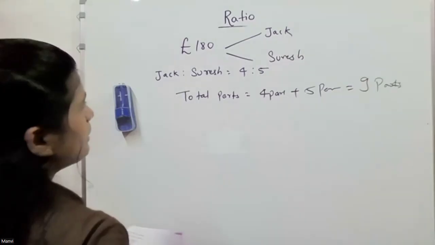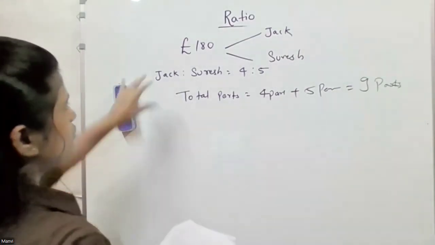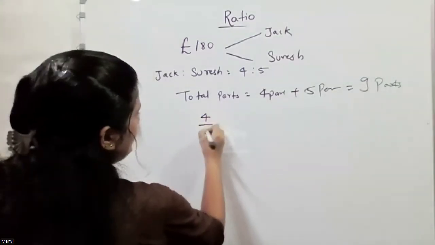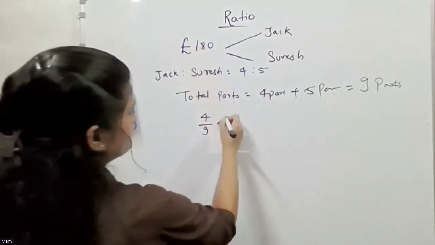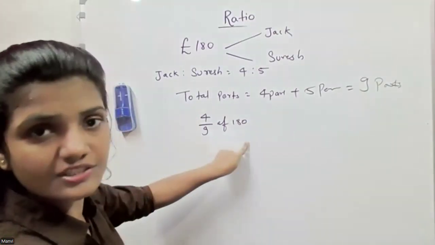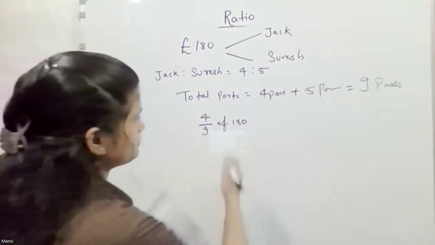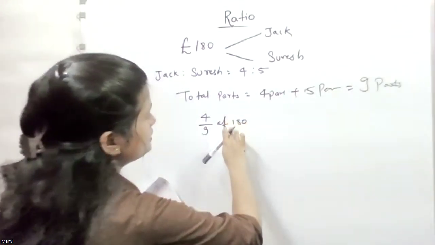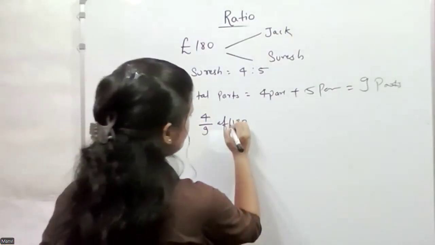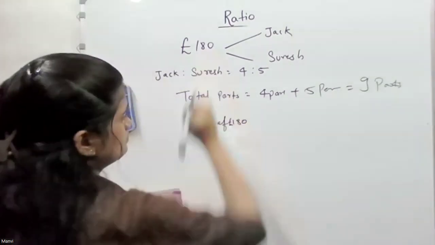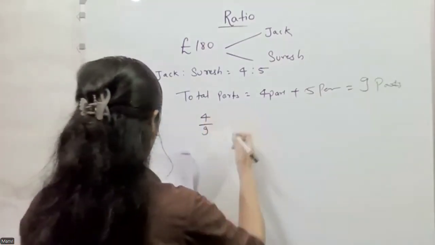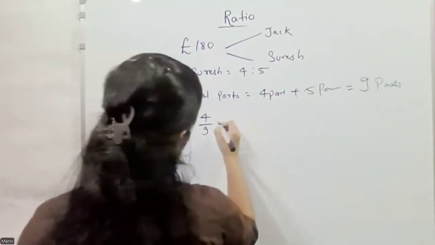Now, what is the fraction for Jack? Jack will get 4 by 9 of this 180, right? How much money will Jack get? This is 4 by 9 of 180 pounds. Will you get 80%? No, we don't need to calculate in percent. We need to calculate the money. How much money will Jack get? Is it 80 pounds? Yeah, Jack will get 80 pounds actually.